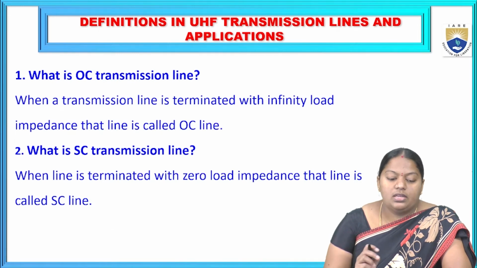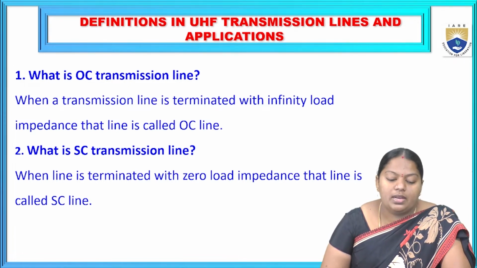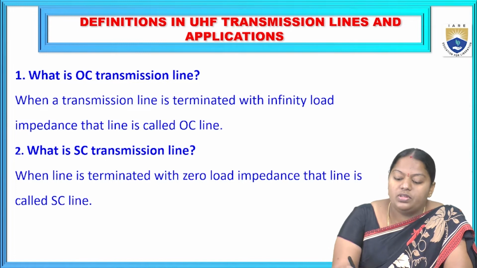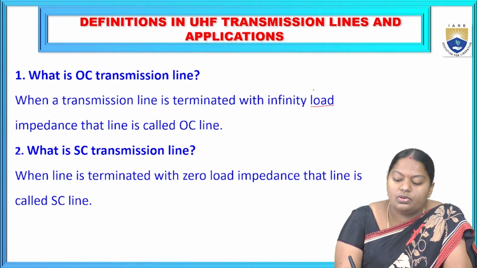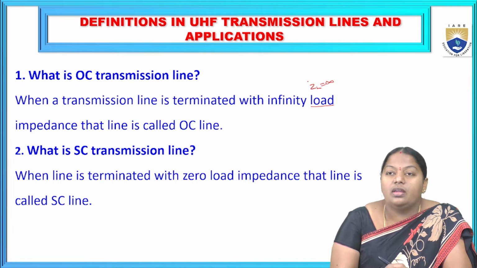Right? So first, what is an OC transmission line? OC stands for open circuited. So what is an open circuited transmission line? It means a transmission line terminated with infinite load impedance. Generally, we use the notation ZL for load impedance. So ZL is equal to infinity.